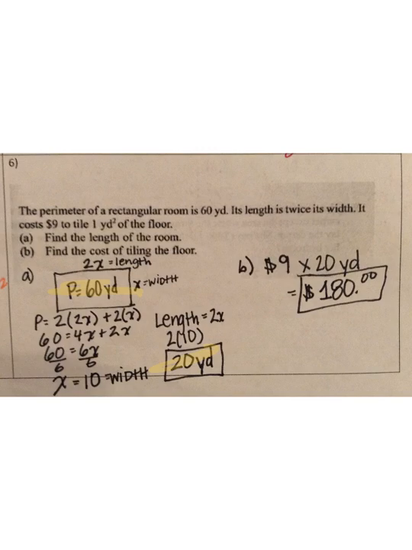So the second part, it says find the cost of tiling the floor. It tells us right here that it's $9 to tile 1 square yard of the floor. So if I take $9 and I multiply by 20 yards, 9 times 20 is 180, so it is $180.